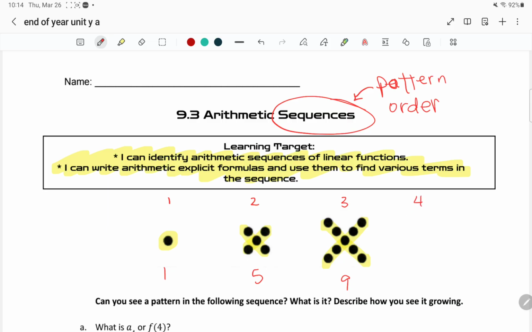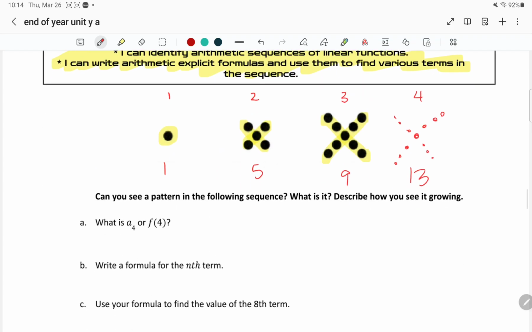If I were to go beyond this and say, okay, what would the 4th one look like? Well, we could totally draw the picture. Now there's 3 dots coming out of each leg of the X here, and that would be a total of 13 dots. So my pattern here, maybe we can see, is I'm adding 4 each time, meaning I'm adding a dot to each leg every time. So if I went to step 4, I'd plug in 4 and I would get out 13.